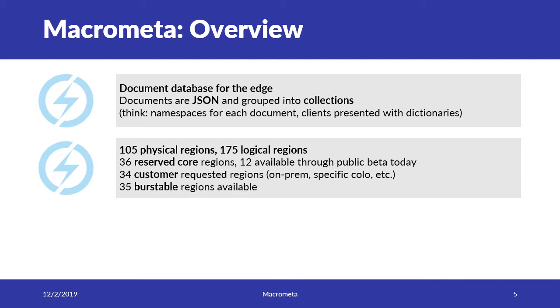And then 35 of these are on-demand activatable burstable regions. This is because not all regions have the same cost profile or necessarily are available for all users or something like this. So these are regions that can be activated on demand if the customer requests them or are needed for availability or capacity reasons.